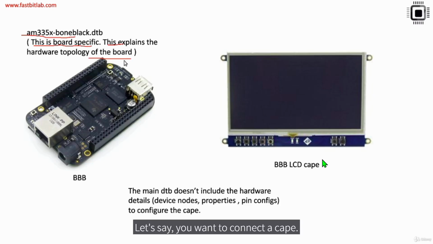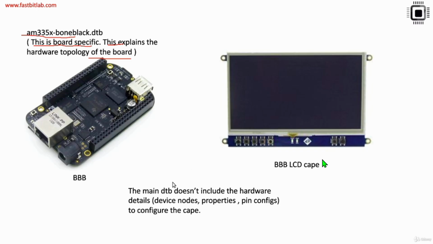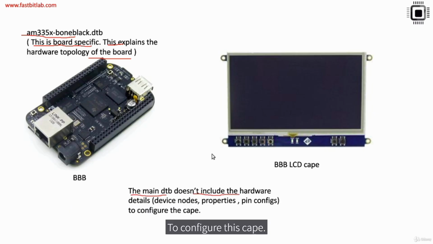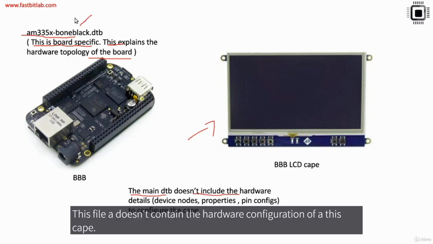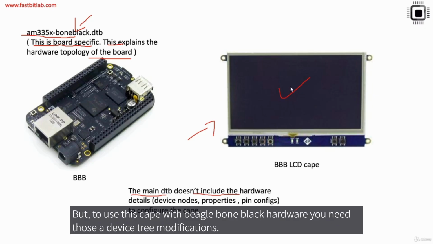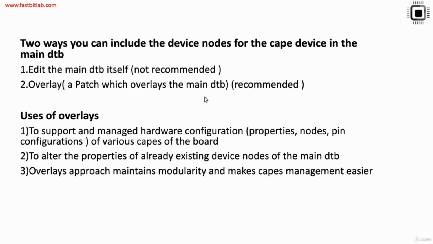Let's say you want to connect a cape, let's say LCD cape. The main DTB doesn't include the hardware details such as device nodes, properties, pin configurations to configure this cape. This file doesn't contain the hardware configuration of this cape. But to use this cape with BeagleBone Black hardware, you need those device tree modifications.